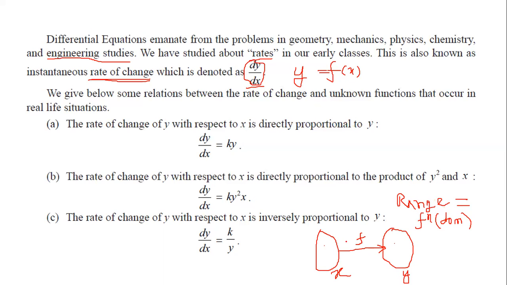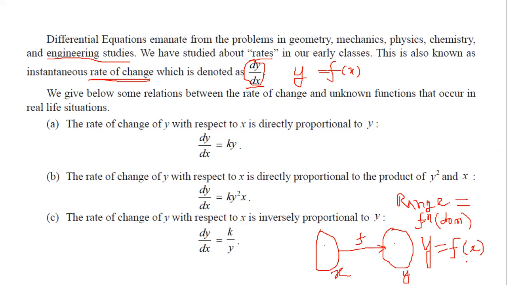What is the range here? y. Equal to, it is a very basic one. What is the function here? f, put the bracket. What is the domain here? x. That's why it is written as y equal to f of x. It's a very simple concept that we have studied in our basics.